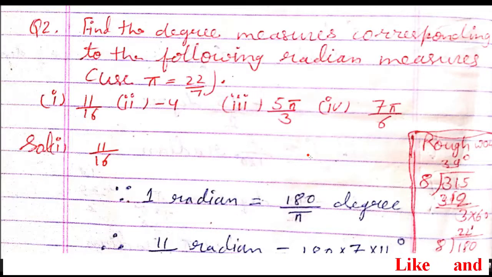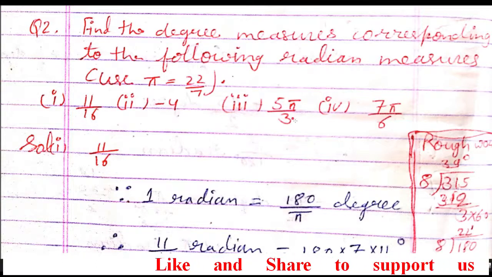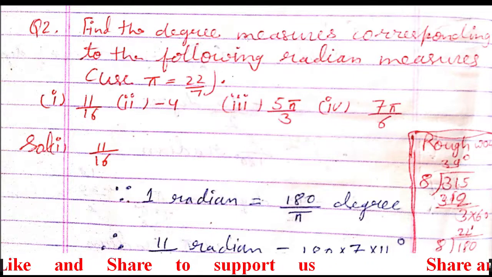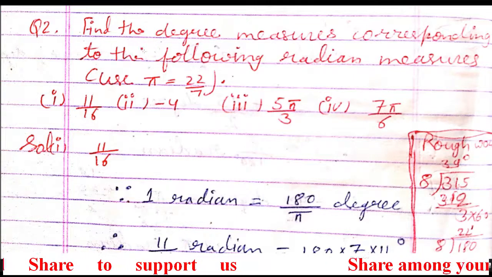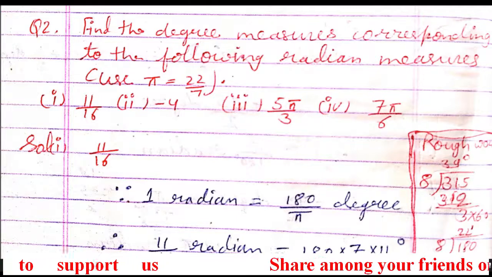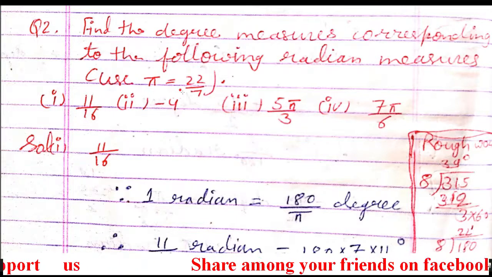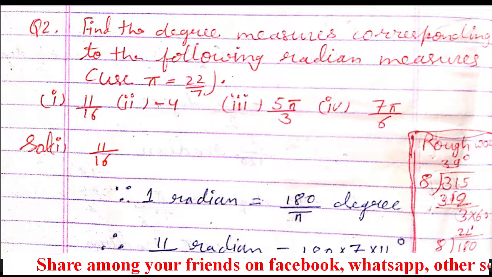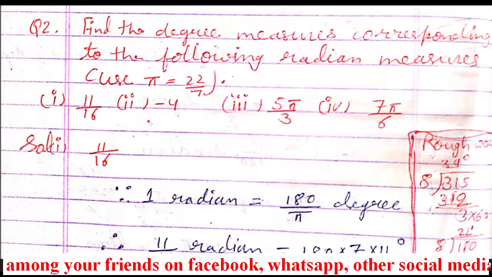Hello everyone, I am going to explain question number 2 of exercise 3.1 from class 11th. In this question 2, we have to find the degree measure corresponding to the following radian measure, and here we have to use pi is equal to 22 upon 7. So these are the radian measures, and these radian measures we have to convert into the degree measure.